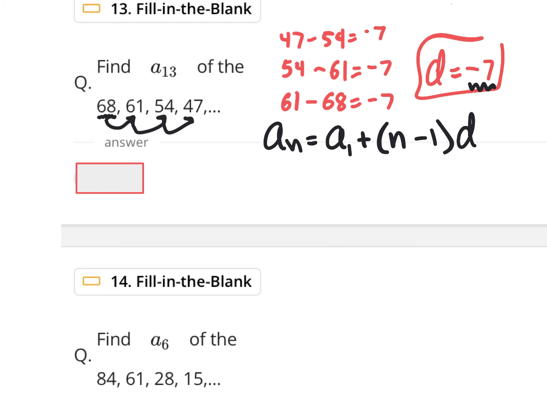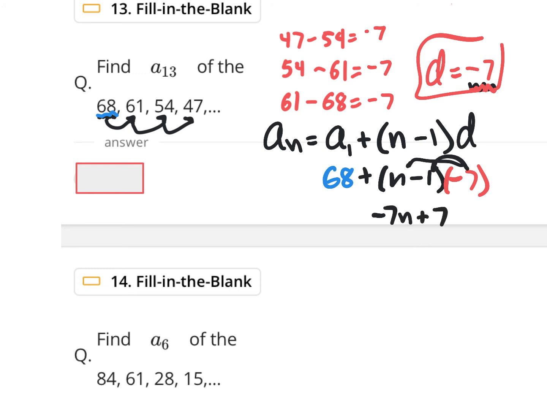A sub 1 is 68, so let's put a 68 right here. We do have a plus, parenthesis n minus 1, times that common difference, which is negative 7. I would put it in parentheses so you don't mistake it to be a minus 7. It's actually a negative 7, right? So we're going to distribute. We have negative 7 times n, that's negative 7n. Negative 7 times negative 1 is a positive 7. We have the 68 in the front. We could combine the 68 with 7. That'll give us the final a sub n rule of negative 7n plus 75.